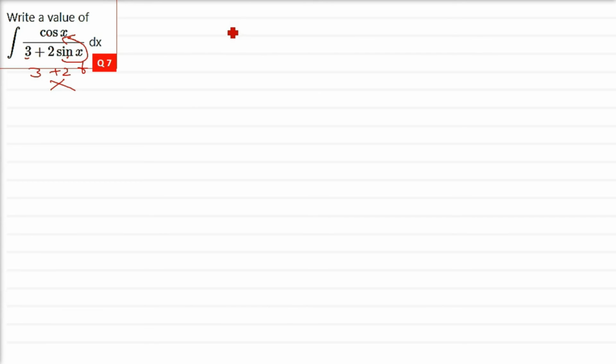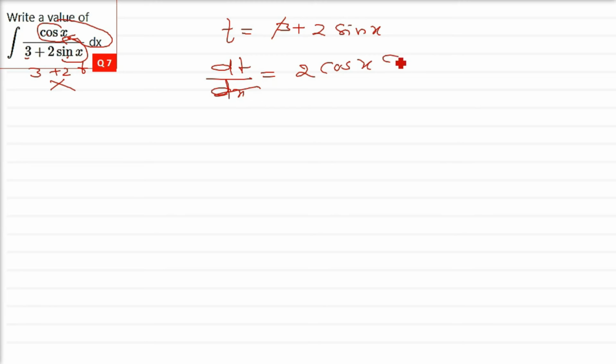So rather than taking sin x as t, just take t as 3 plus 2 sin x, because 3 and 2 will eventually be easier to maintain when you differentiate. So when you differentiate dt by dx, the 2 sin x is there, cos x will come after differentiation. So cos x dx is already there, and the 3 plus 2 sin x I'm bringing to the denominator. So cos x dx will become dt by 2.